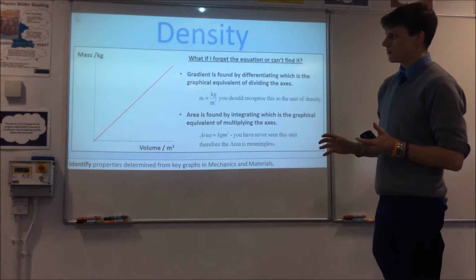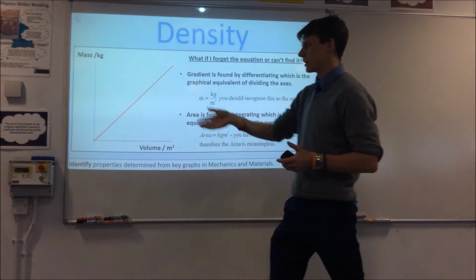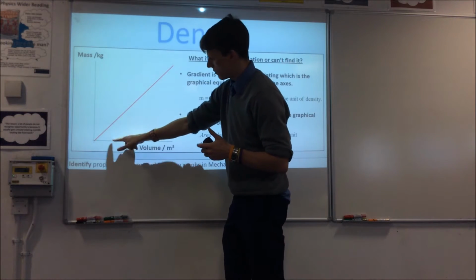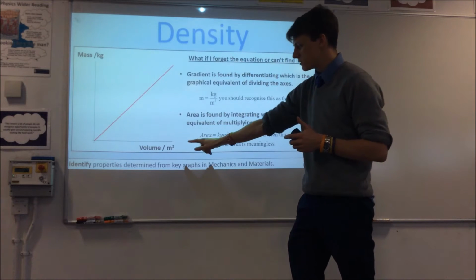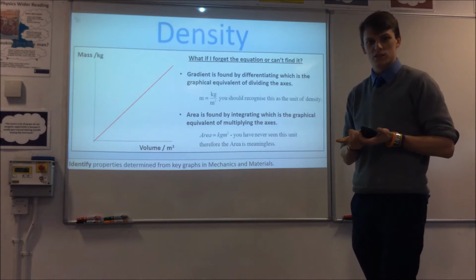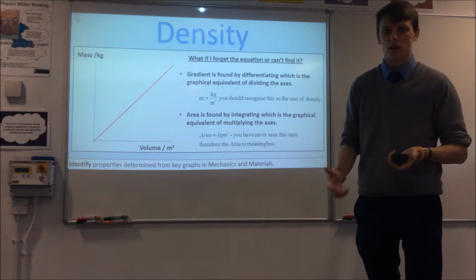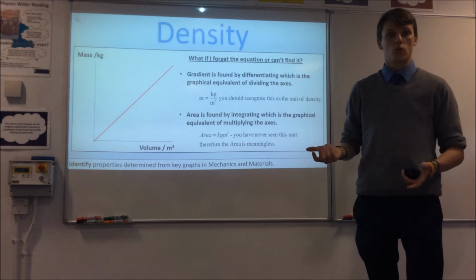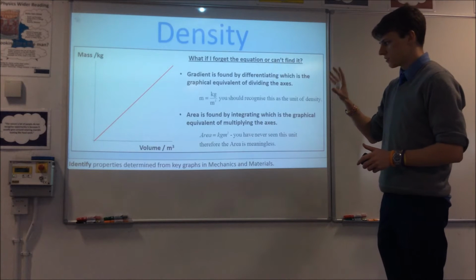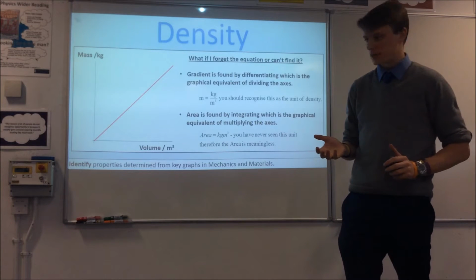Now the area under it. For the gradient we divided the two, so the area under it is the graphical equivalent of multiplying your two axes. So essentially, if we took this location here and wanted the area, we'd get kilograms times metres cubed. I don't know if you have heard of that, but I certainly have never heard of a property with kilogram metres cubed as its unit. So that's basically telling you that the area under this graph is fairly meaningless and we're not going to use it for anything, which quite often turns out to be the case, but not always. So it's important to notice when they give you useful stuff. Okay, so that's the mass versus volume graph, and these are the general ideas of what's going on when we're getting the gradient or the area.